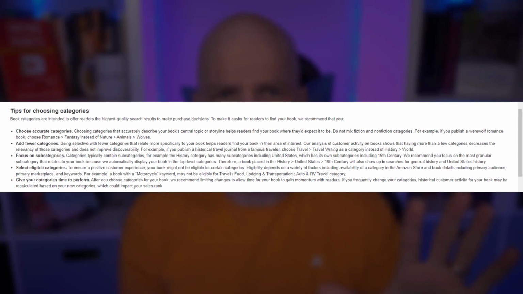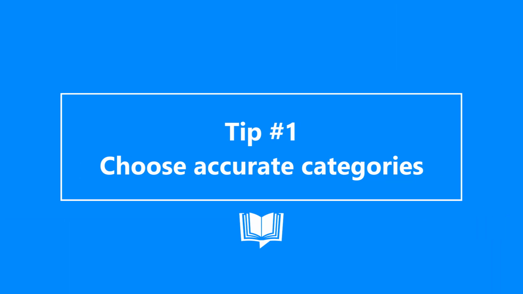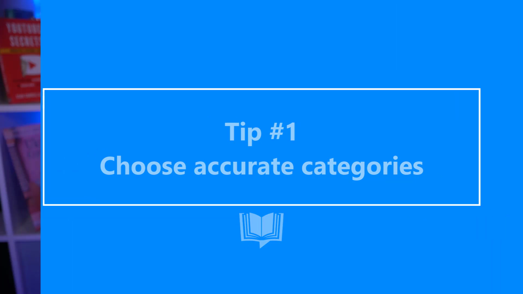The 5 bullet points they share are where you should pay closest attention. Number 1, choose accurate categories. They expand on this point a few times on the help page, but the main point is don't choose an inaccurate category.